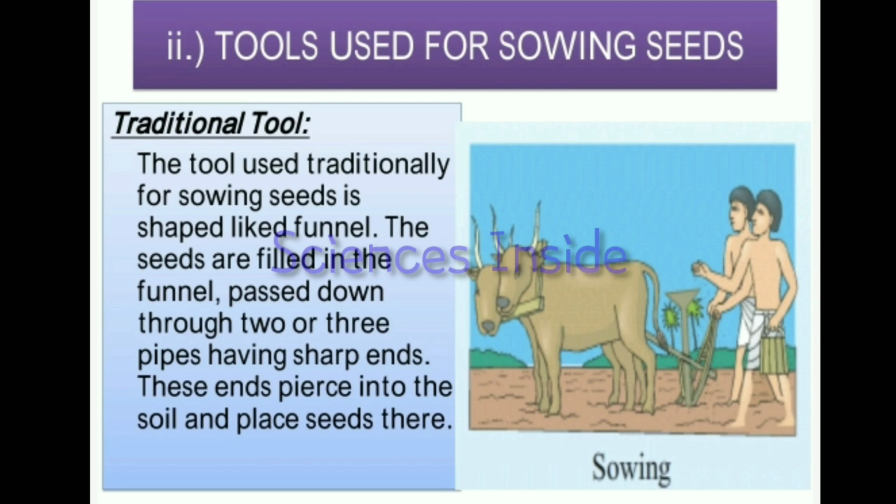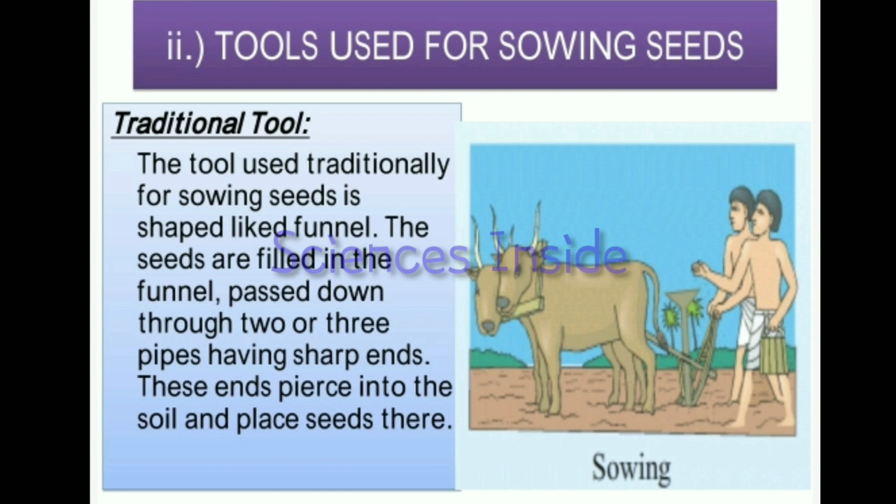Tools used for sowing seeds. First is broadcasting. The tool used traditionally for sowing seeds is shaped like a funnel. The seeds are filled in the funnel, passed down through 2 or 3 pipes having sharp ends. These ends pierce into the soil and place seeds there.